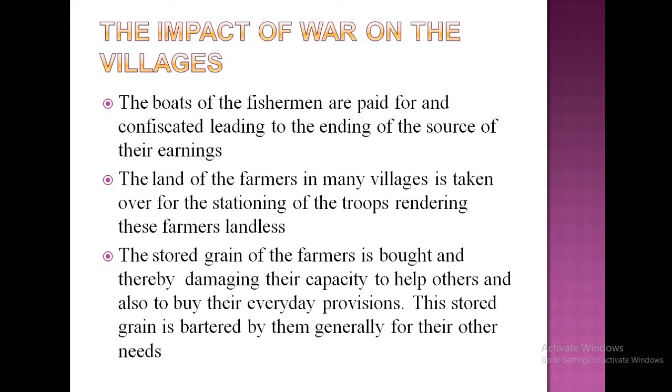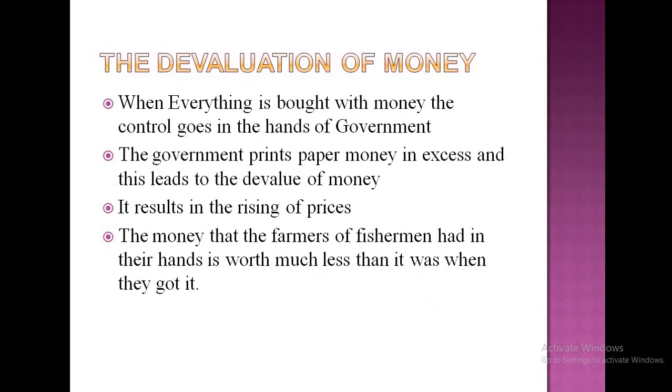Then the third thing is the stored grain of the farmers is bought by the storekeepers or by the agents of the government, and therefore this damages their capacity to help each other and also the capacity to buy their everyday provisions. The stored grain was actually getting bartered by them for their other needs. Money is not going to last them forever. Then we see the money that all these people, the fishermen, the farmers, and other tradesmen, have got for the boats or for their lands or for their grain.